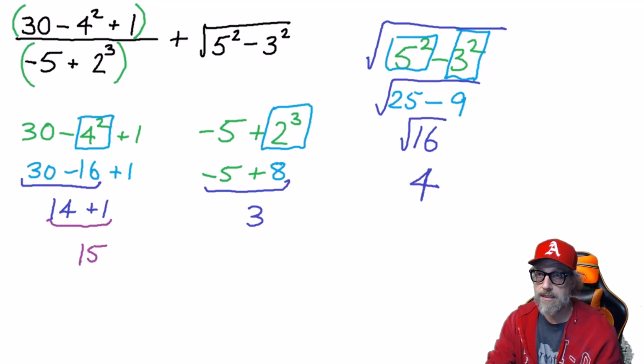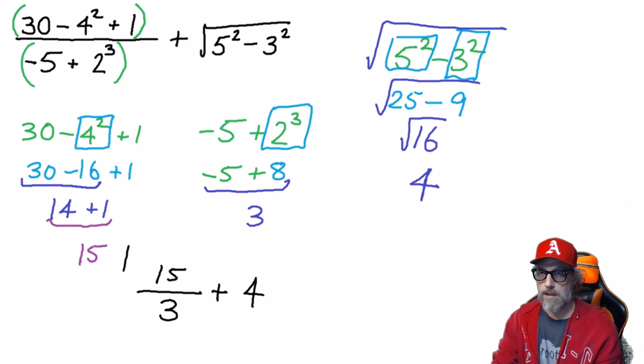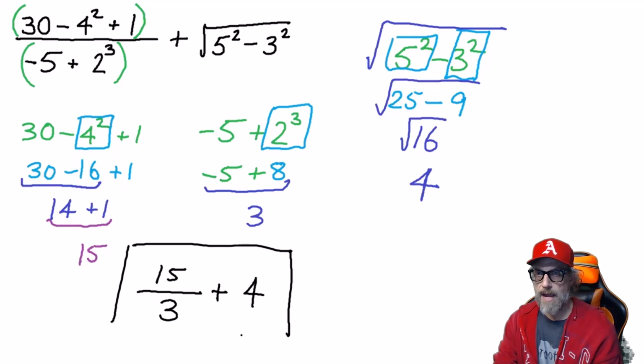So now let's put back in what we have evaluated. In the numerator, that expression equaled 15. In the denominator, the expression equaled 3. And then the square root equaled 4. Okay, there's our new problem. Looks much more manageable. Just had to go slowly, stay organized.